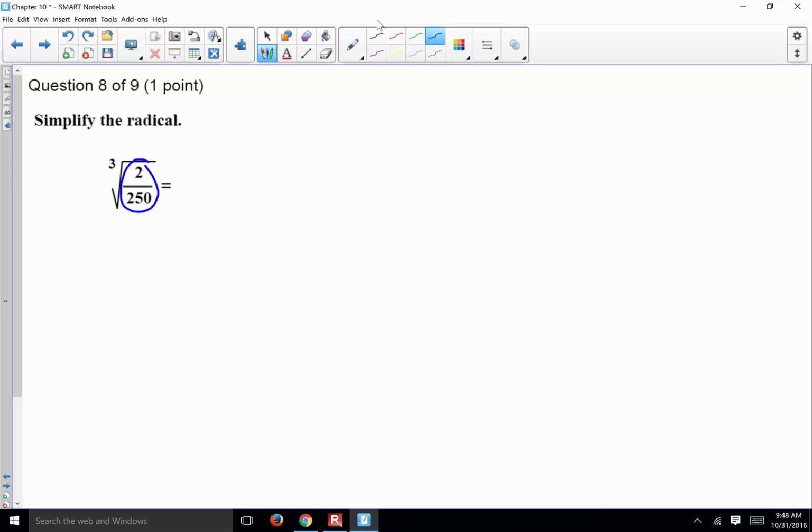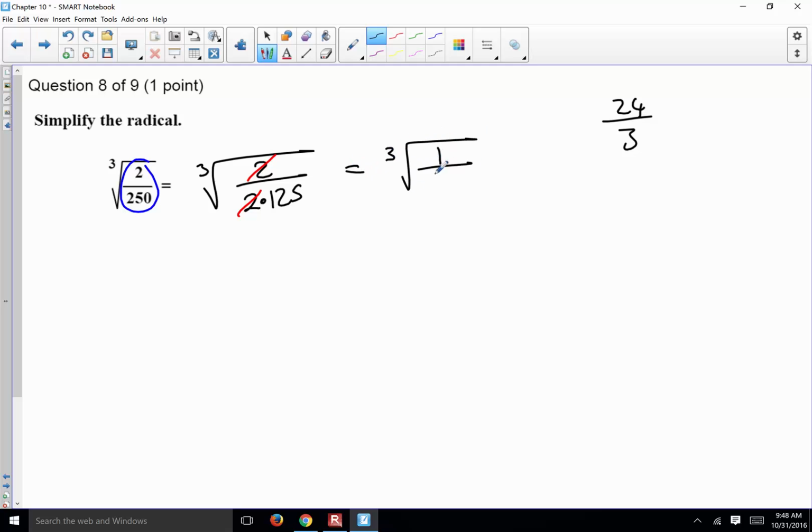Are there any common factors among 2 and 250? Can you cancel any stuff, like I did with 24 and 3? I canceled some stuff, but can you cancel something between 2 and 250? Yep. We can factor a 2 from 250, and it's 2 times 125. That's great. This is just the cube root of 1 over 125.